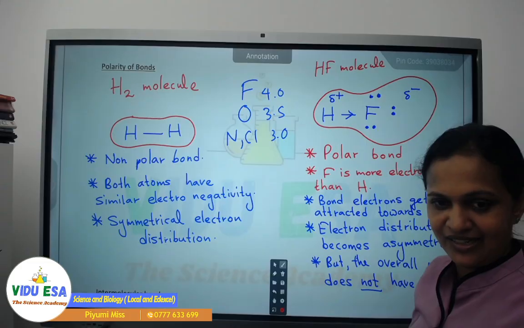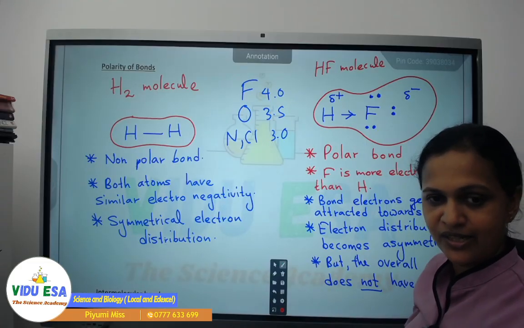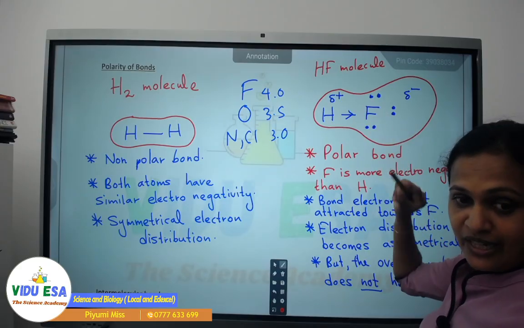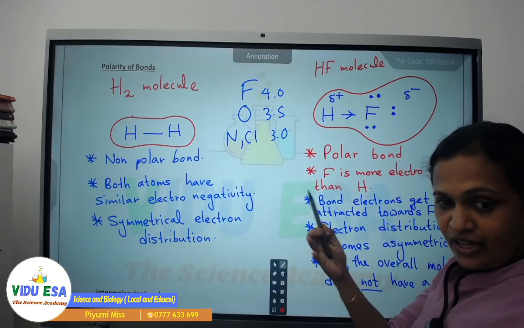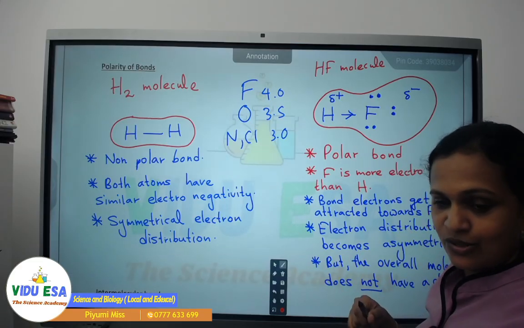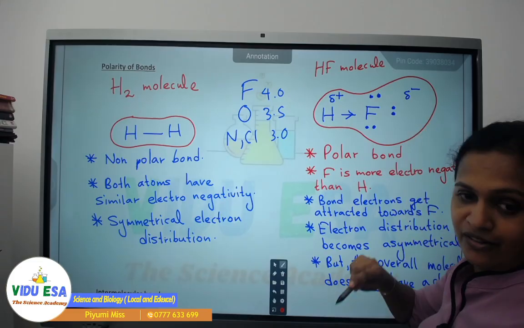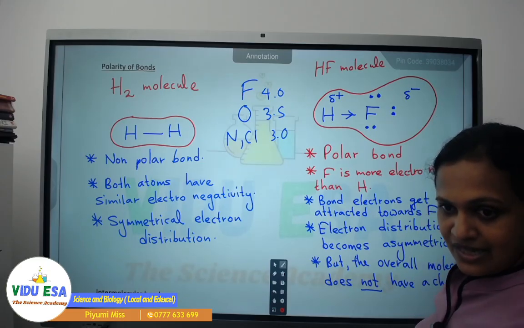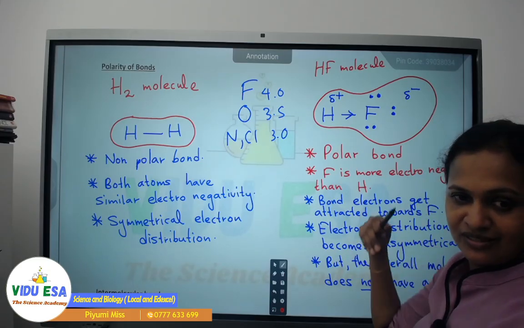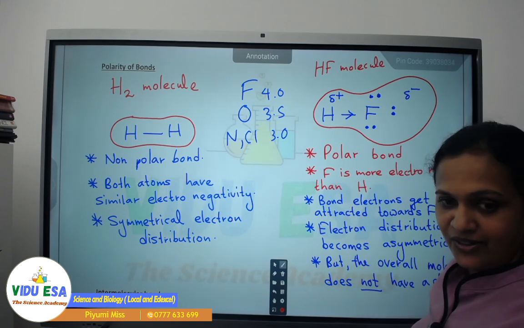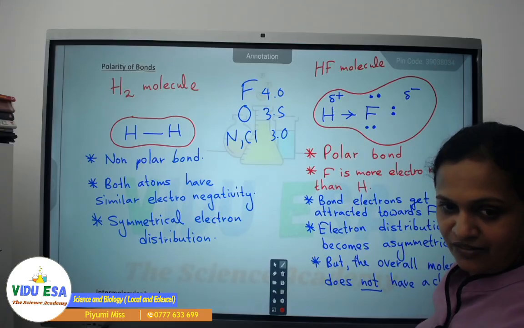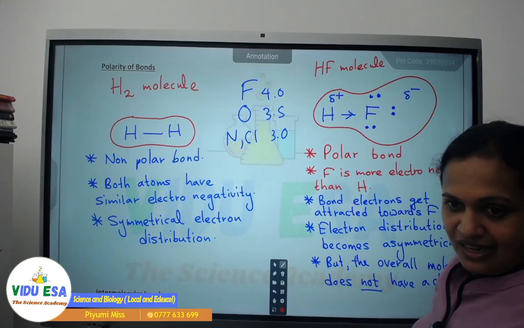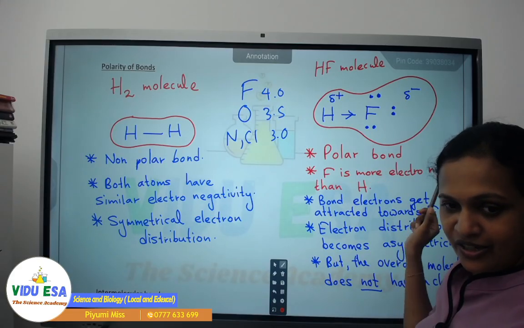Fluorine likes electrons, therefore it attracts the electrons towards itself, right? As a result, electrons are negatively charged, so when fluorine attracts negative charges towards itself, it gets a slight negative charge. That is what we indicate here as delta minus. Since the electrons are repelled from hydrogen, hydrogen gets a slight positive charge. So internally, they get charged, right? But the overall molecule does not have any charge.